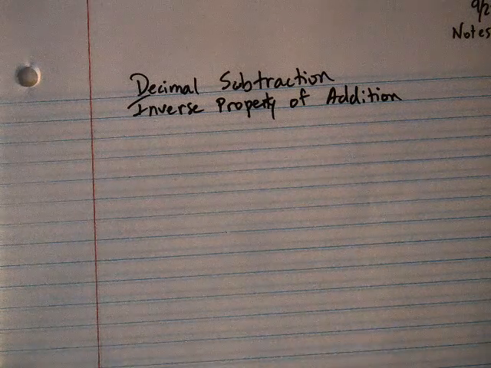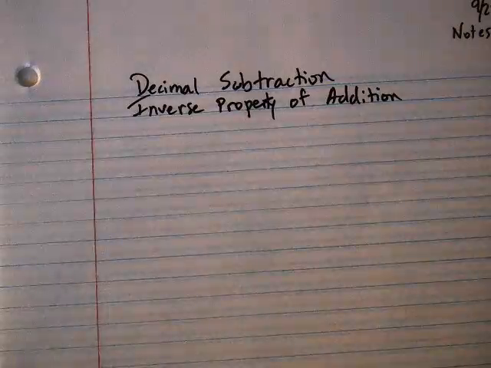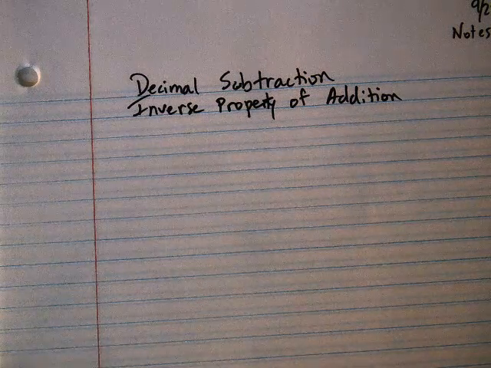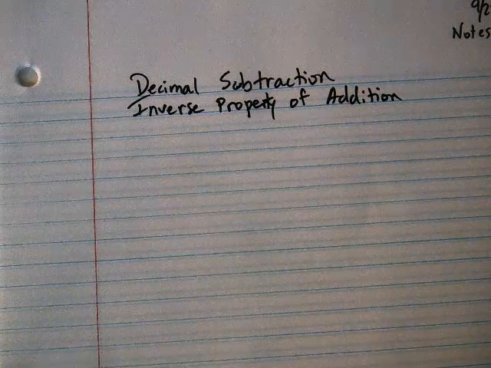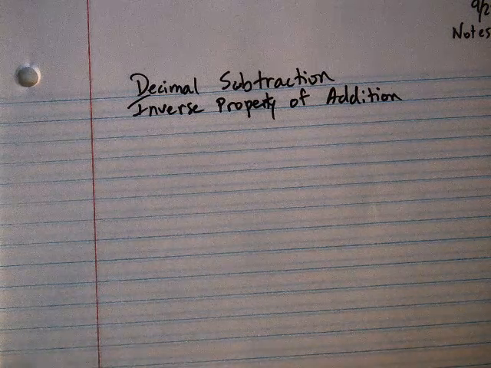And it's going to be one of our first big keys and ways that we can use algebra to solve for these unknowns. It's a way so that we can stop using this guess and test over and over. Alright, so let's first look at decimal subtraction.